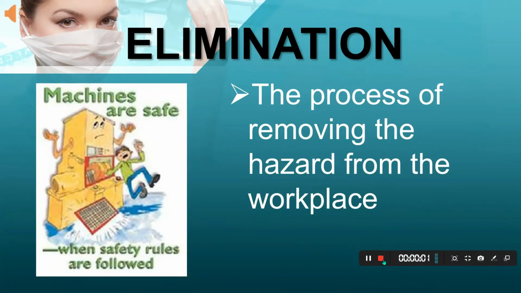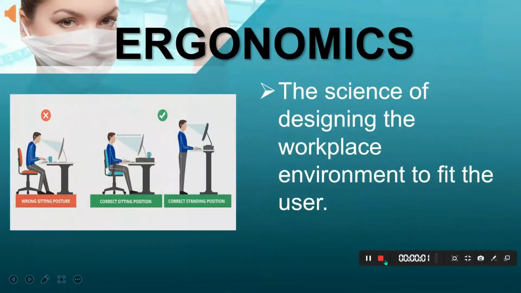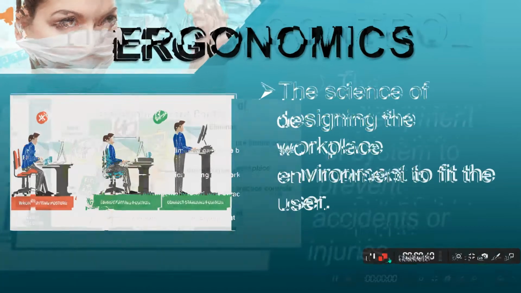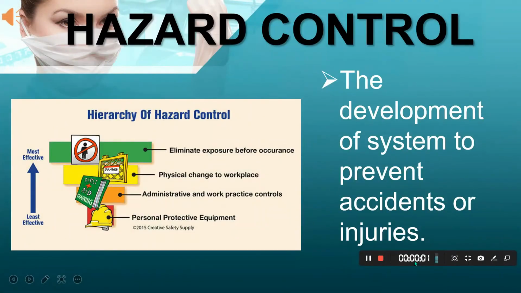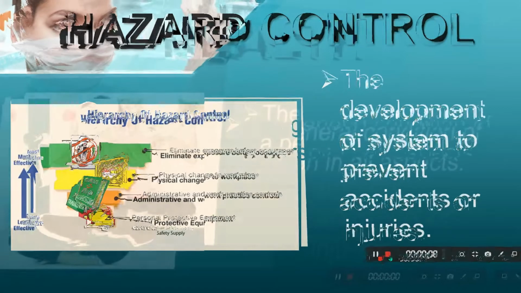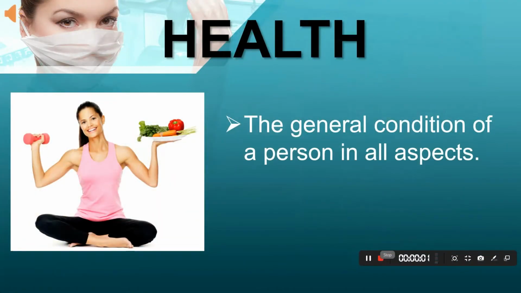We have elimination, the process of removing the hazard from the workplace. The next is ergonomics, the science of designing the workplace environment to fit the user. Another one is hazard control, the development of systems to prevent accidents or injuries. The next one is health. It is the general condition of a person in all aspects.